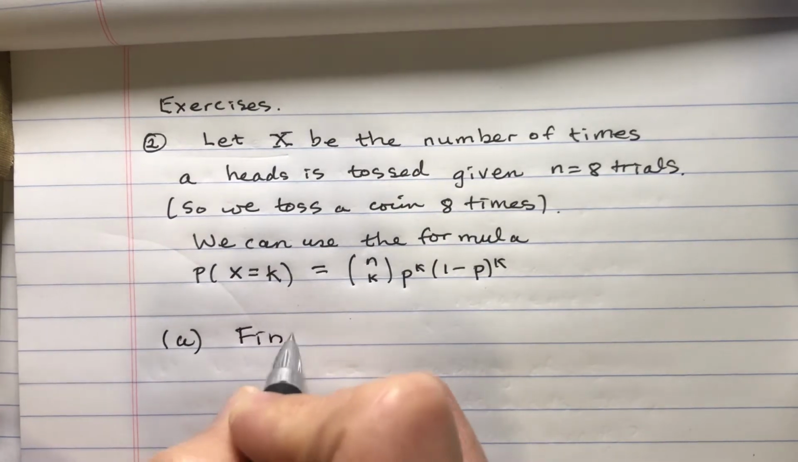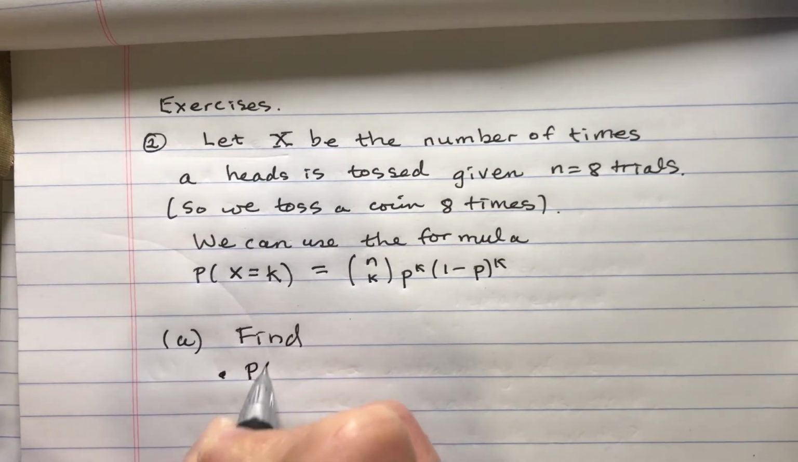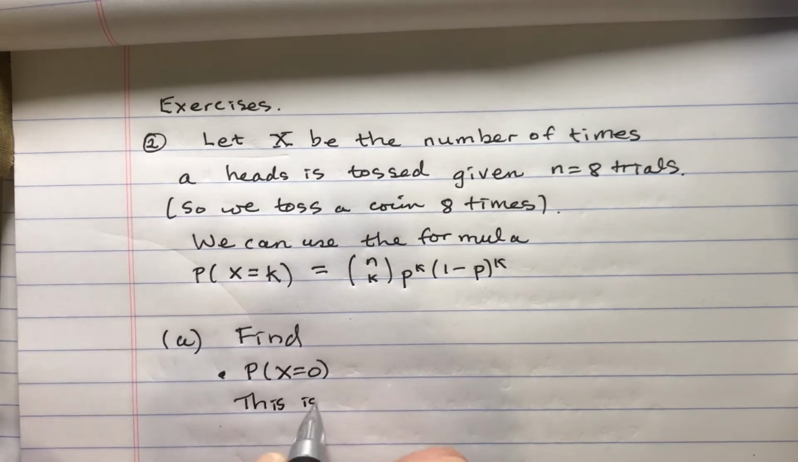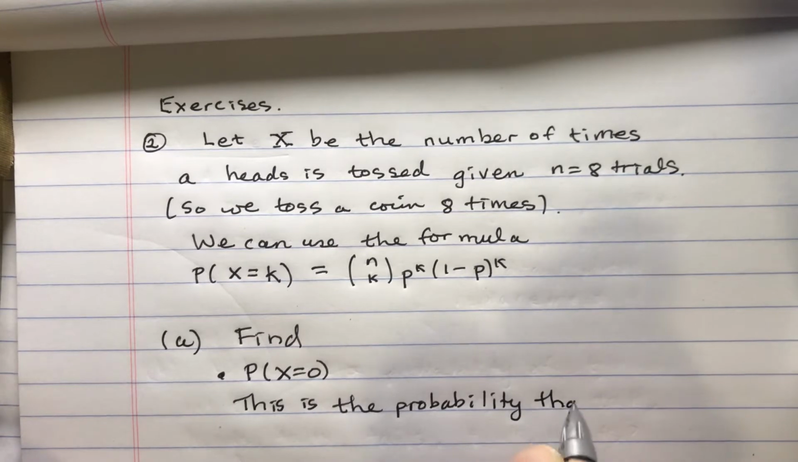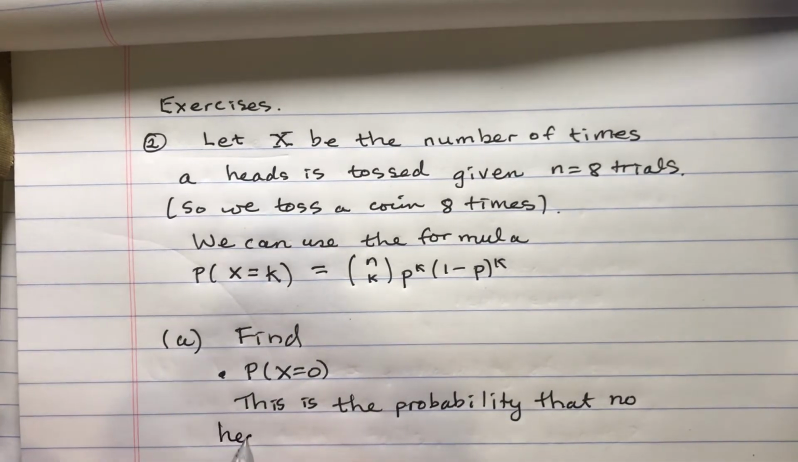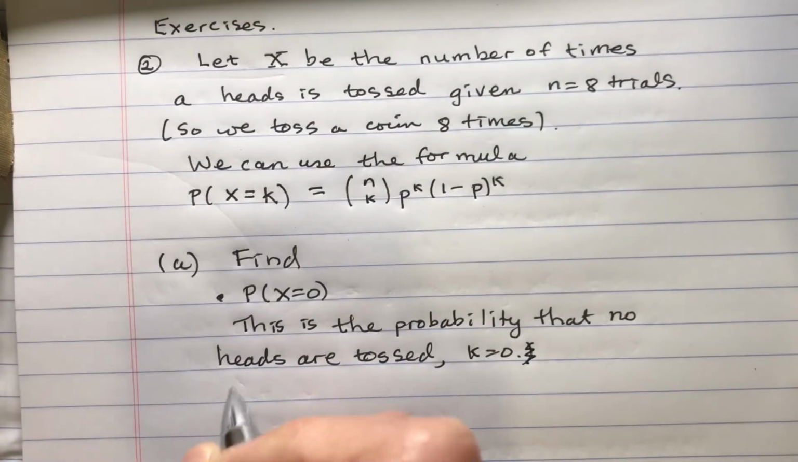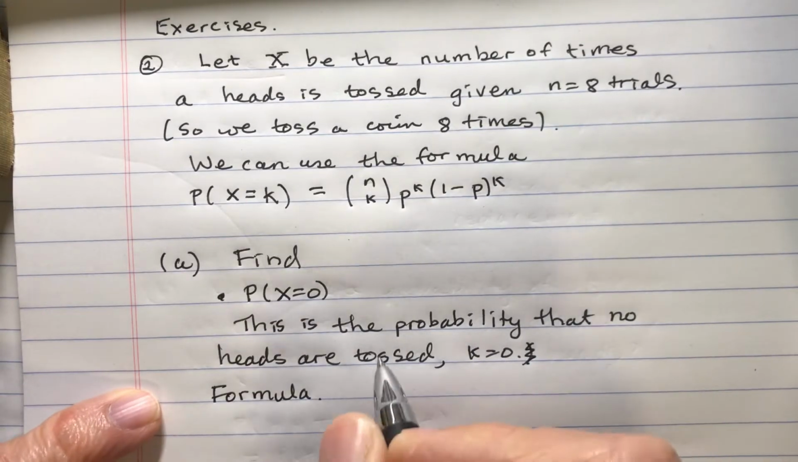Okay, so this is part A, and part A has this bullet point, the probability x equals 0. Okay, so this is the probability that no heads are tossed, which is k equals 0. If we're using the formula, which I don't even recommend because we can use our TI-83 calculator.